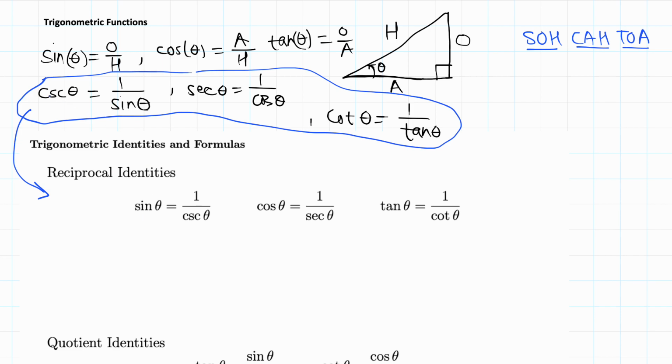In the same way, since cosecant is the reciprocal of sine, sine is also the reciprocal of cosecant. Sine is 1 over cosecant, cosine is 1 over secant, and tangent is 1 over cotangent. So these are reciprocal identities.